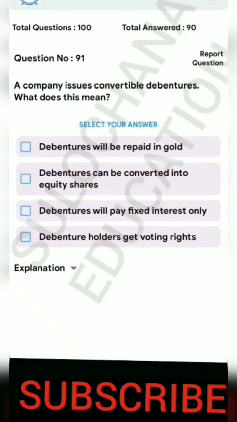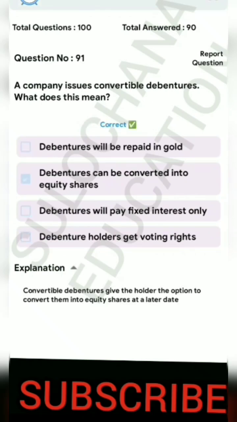A company issues convertible debentures. What does this mean? Options are A. Debentures will be repaid in gold. Option B. Debentures can be converted into equity shares. Option C. Debentures will pay fixed interest only. Option D. Debenture holders get voting rights. And the correct answer is option B. Debentures can be converted into equity shares.